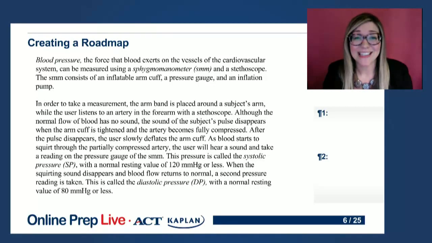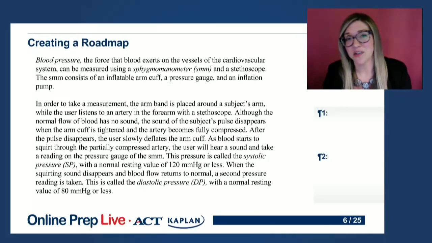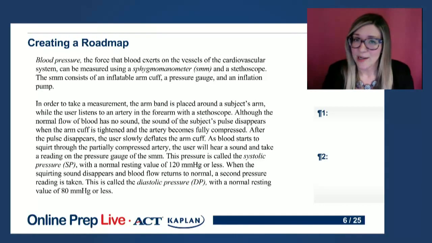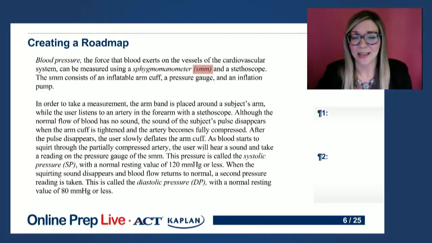Is anyone a little nervous? Sphygmomanometer, what is that? Uh-oh, big word, hard to pronounce. Good news is you don't need to know what it is. You don't need to know how to pronounce it. They were kind enough to give you this little reference, SMM. So what we're actually going to do is highlight that.